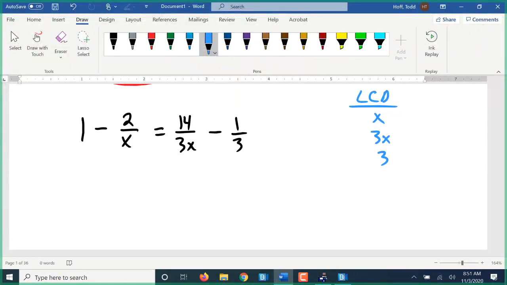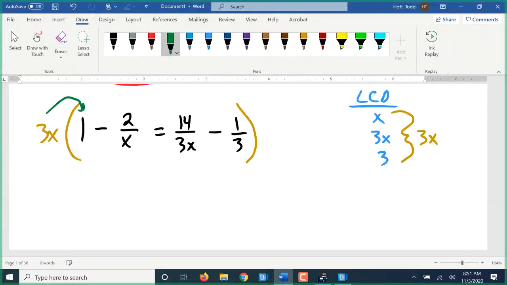So for the numbers, we've got 1, 3, and 3. That's just going to be a 3. For the variable, we just take the highest power used of the variable, which is just x. So 3x is going to be our least common denominator. Because we cannot solve an equation with the variable in the denominator, we do have to use that least common denominator to multiply this out and get the variables out of the denominator. So we're going to multiply by 3x.